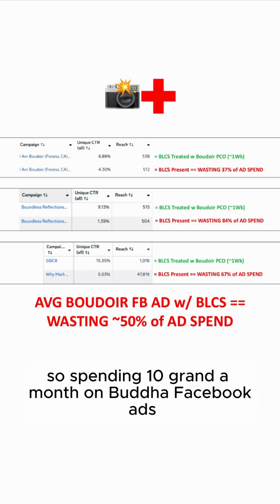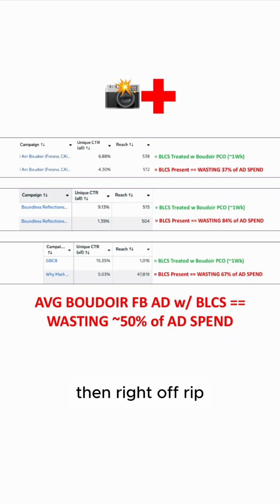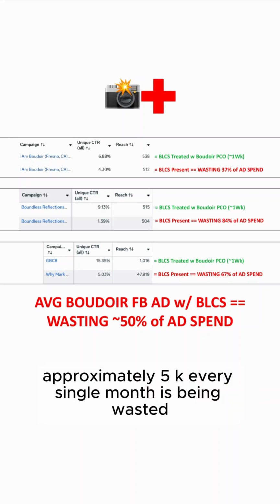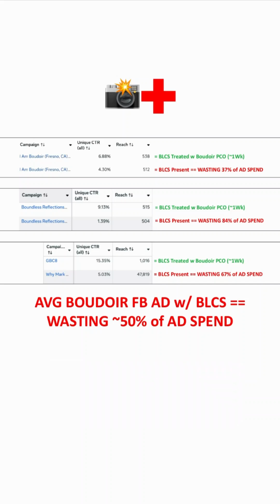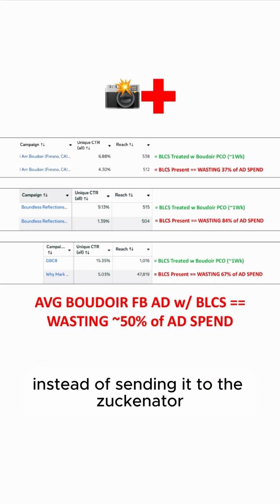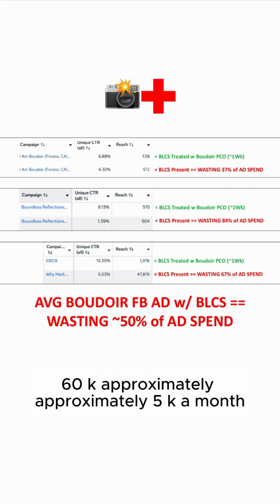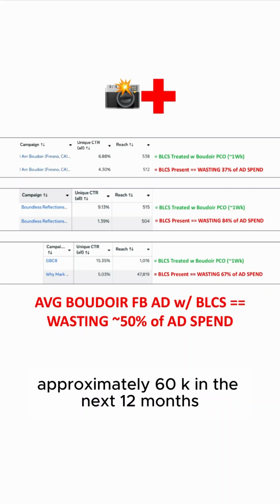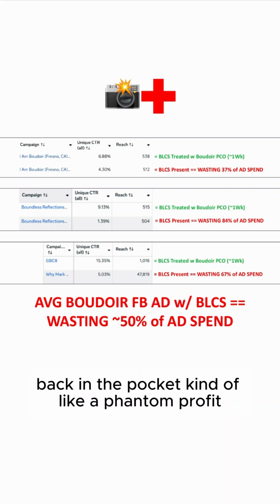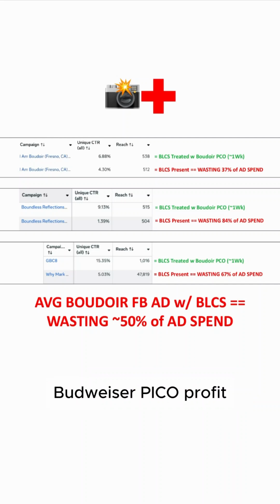So if you spend 10 grand a month on Boudoir Facebook ads, then right off the bat, approximately 5K every single month is being wasted. And we can eliminate that. The Boudoir photographer can pocket that instead of sending it to the Zuckinator and getting zero out of it because it's 100% being wasted. Approximately 5K a month, approximately 60K in the next 12 months, back in the pocket, kind of like a phantom profit, Boudoir Pico profit.